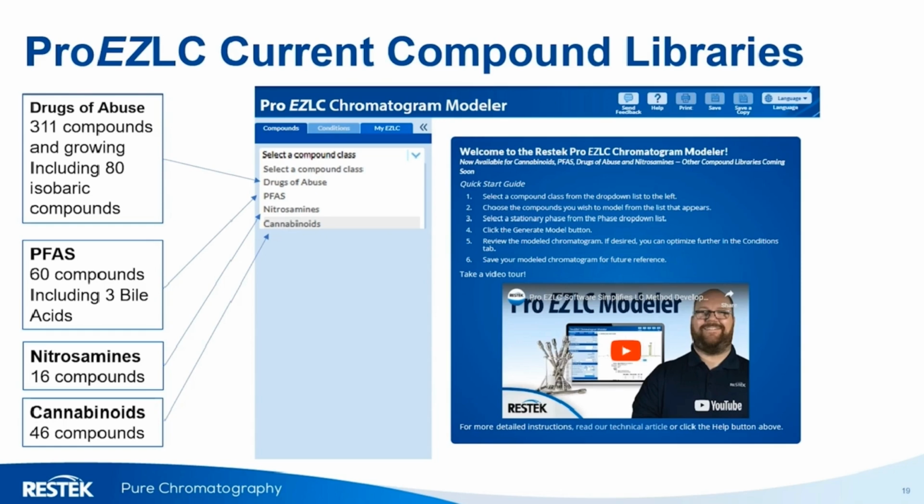We have a nitrosamine library of 16 compounds for pharmaceutical analysis. And we have a cannabinoids library of 46 compounds. So a highly usable cannabinoids library covering many of the regulated, monitored, and even novel cannabinoid compounds. The selection of the library will then provide you with the list of compounds that you can choose from to do your modeling.